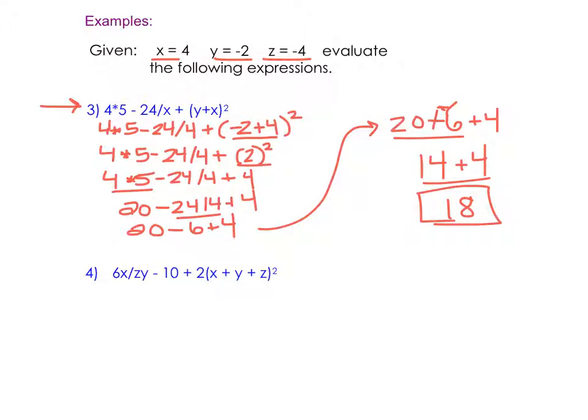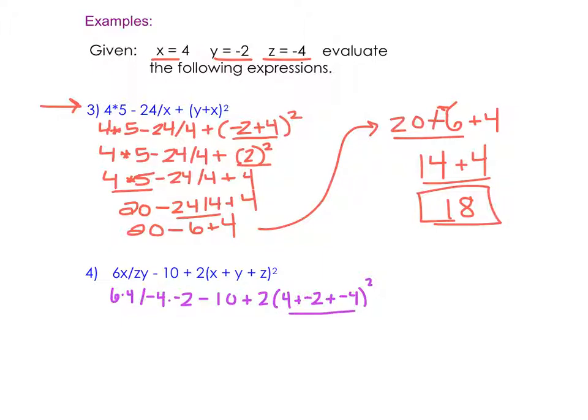Now if I look down below at the next example, I have quite a few variables in that problem. So here I'm going to start the same way with substituting. So I have 6 times 4 divided by negative 4 times negative 2 minus 10 plus 2 times 4 plus negative 2 plus negative 4 squared. It's a pretty long problem.